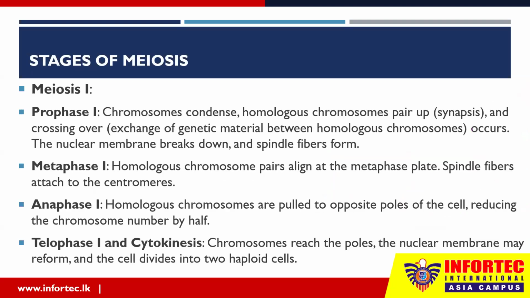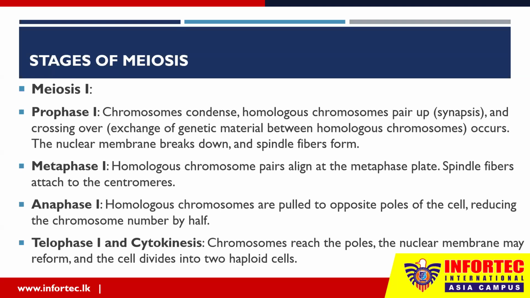Right. In prophase 1, what happens? As in mitosis, chromosomes are getting condensed, and one specific thing is happening in here. The homologous chromosomes are pairing up. What do I mean by homologous chromosomes? As we know, we have 23 pairs of chromosomes.